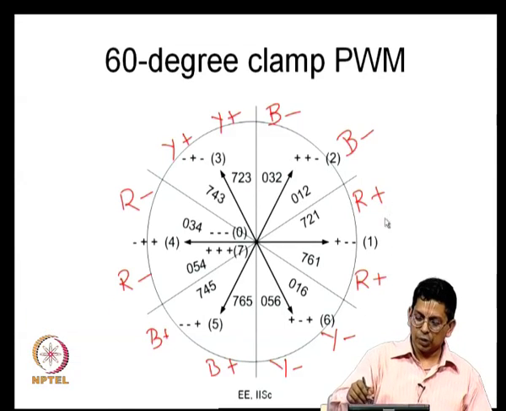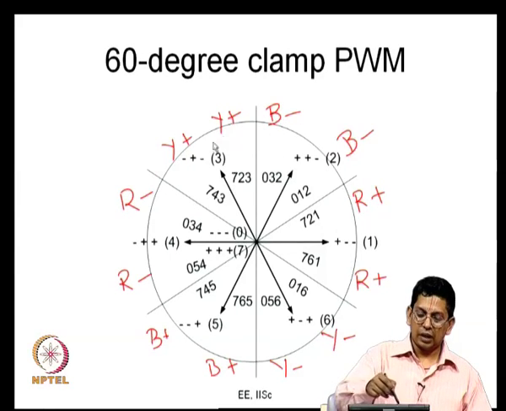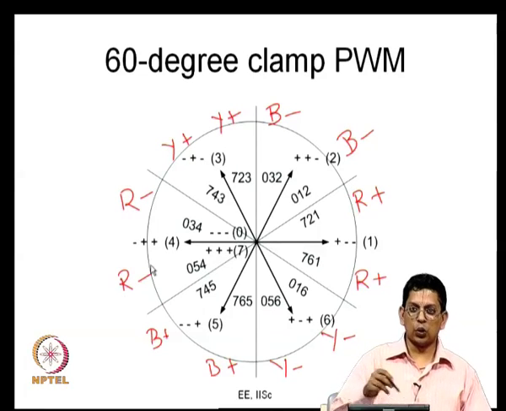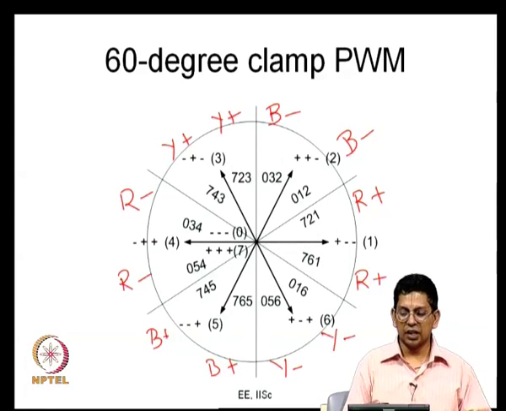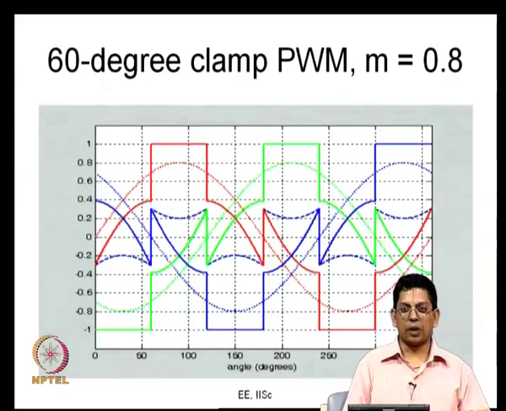R phase is getting clamped to the positive bus for 60 degree, followed by B phase to the negative bus for 60 degree, and then Y phase for the positive 60 degree and R phase to negative bus for 60 degree, and so you go around both these things now. What is this? This is the earlier 60 degree clamp we saw.